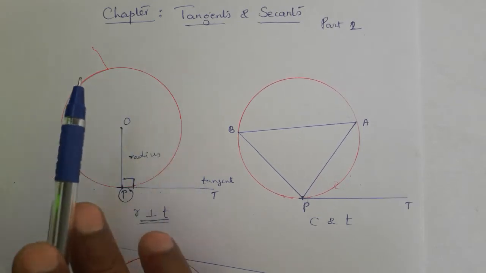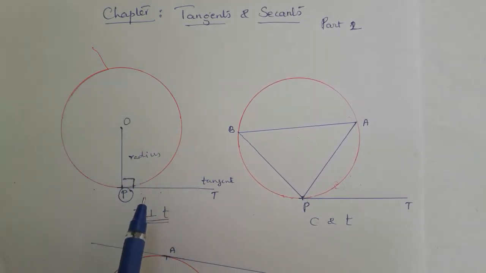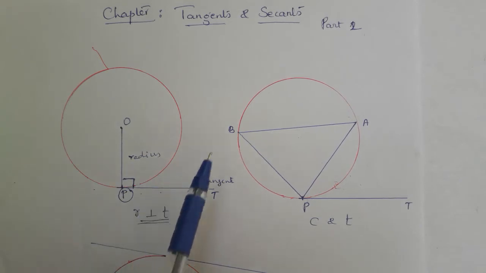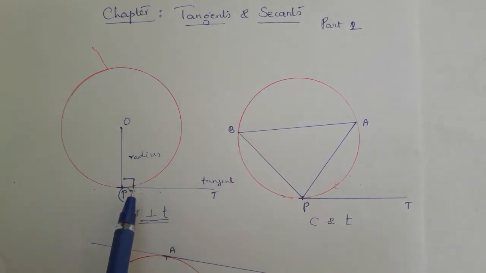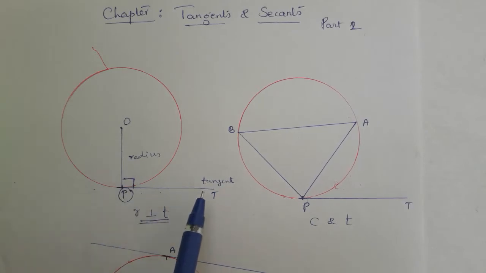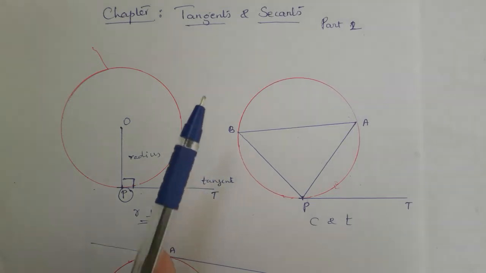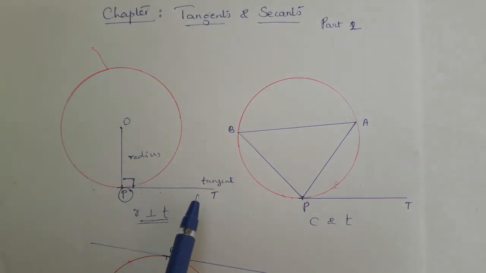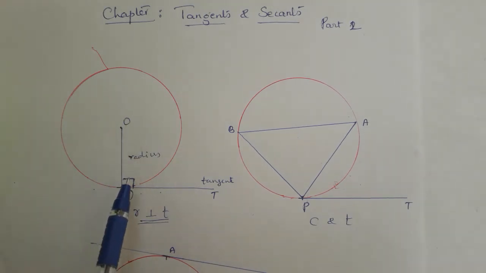Suppose PT meets the circle once again at one more point, it will not be a tangent, it becomes a secant. Remember, in this diagram, PT is definitely a tangent because it is meeting the circle at one and only one point. That meeting point is called the point of contact. Point of contact means the point at which the tangent is meeting the circle. So here the tangent PT meets the circle at point P, so P is called the point of contact. OP is the radius. So OP is the radius, PT is the tangent.